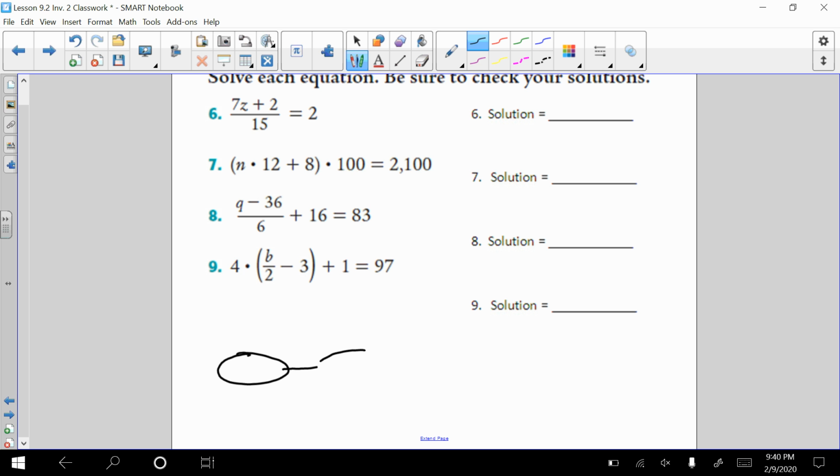Variable is z. What's the first thing we do to it? We multiply by 7. Then what do I do to it? I add 2. Then what do I do? I divide by 15, all to get to the answer of 2.